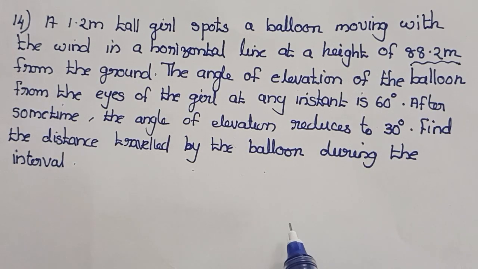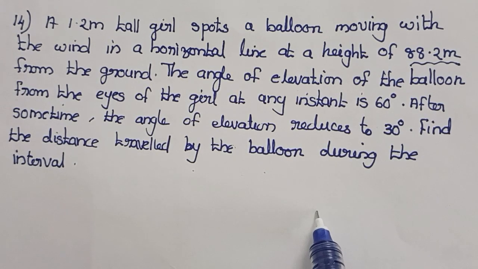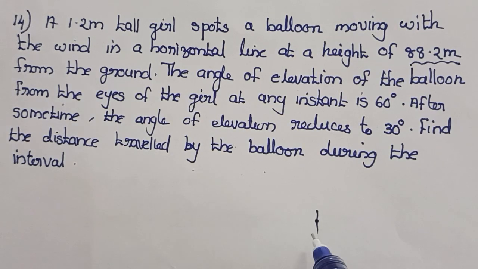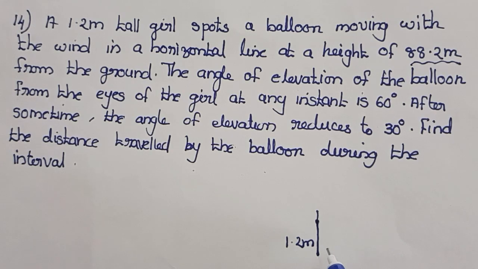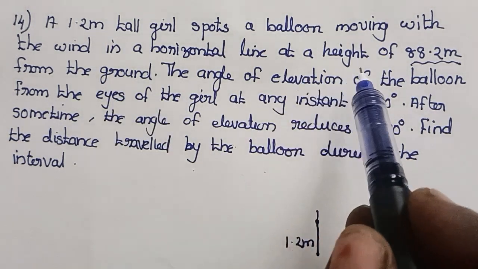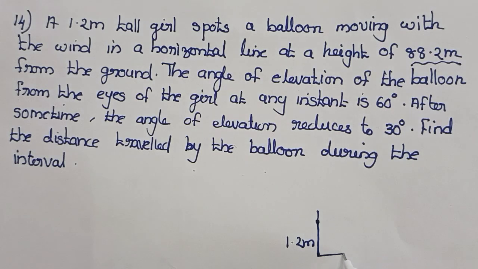Okay, a 1.2 meter tall girl. First draw a vertical line, then the 1.2 meter tall girl spots a balloon moving with the wind in a horizontal line at a height of 88.2 meters.